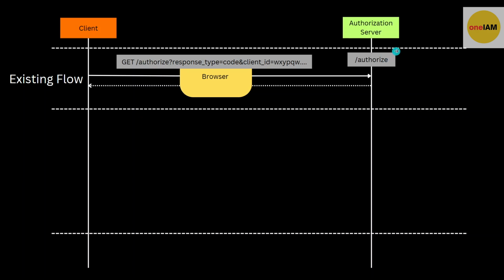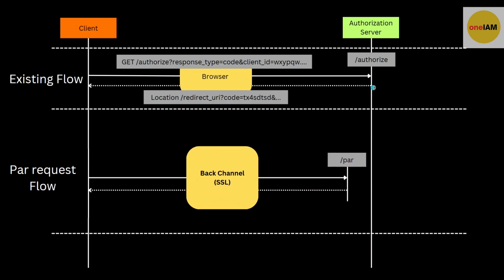Once the authorization server validates this authorization request, and then the user enters his credentials and grants permission to this request, then the authorization server will send back the redirect URI with the authorization code. So this is how our existing flow works, right? But with PAR, it's slightly different.